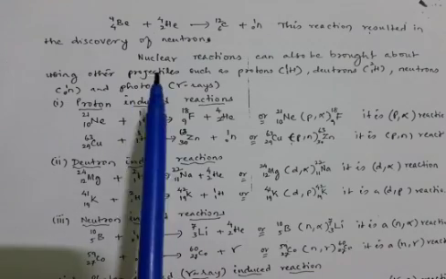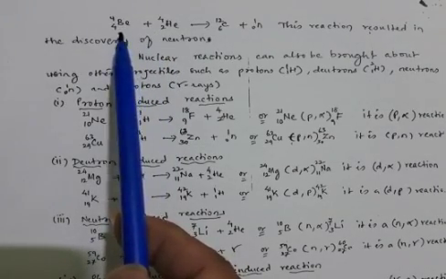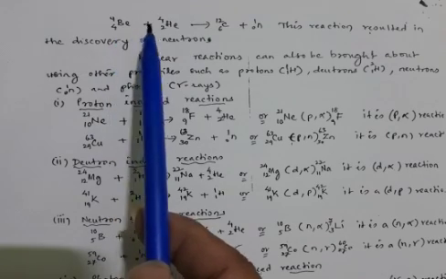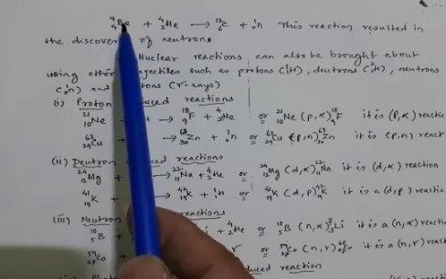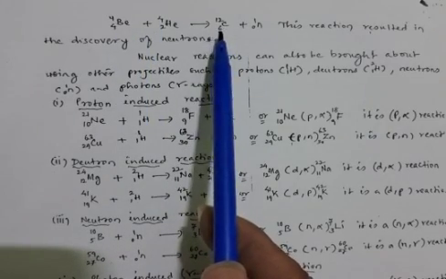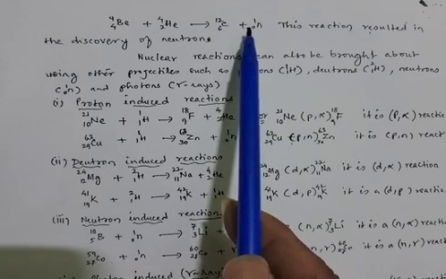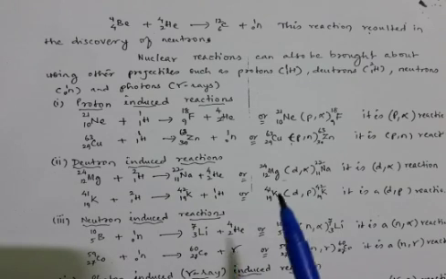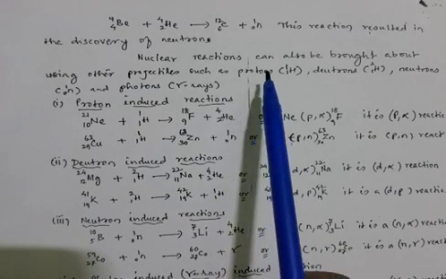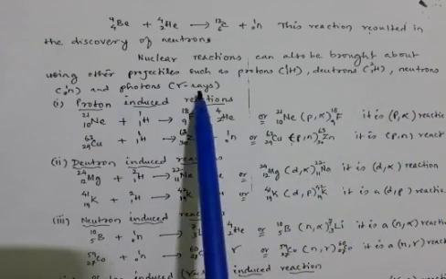Let us consider one more reaction. When beryllium is the target nuclei and a high energy alpha particle strikes the beryllium, the beryllium is converted into carbon by emitting neutrons. Nuclear reactions can also be brought about by using other projectiles such as high energy particles like protons, deuterons, neutrons and photons.